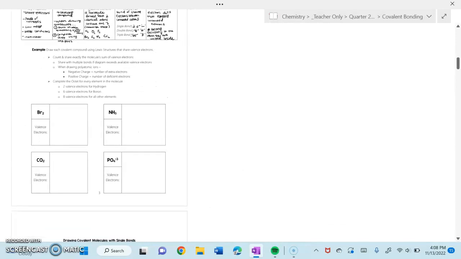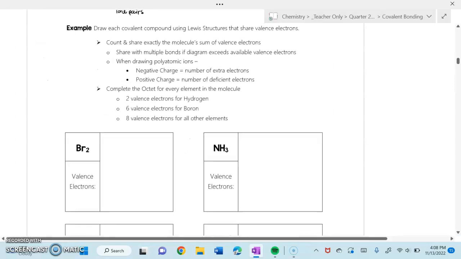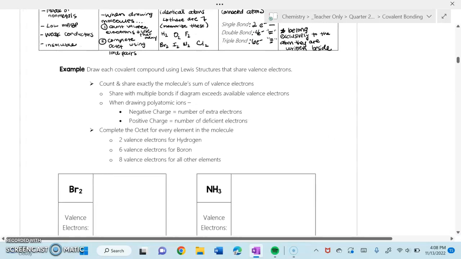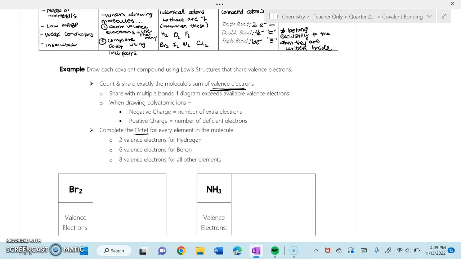So we are going to practice now drawing covalent compounds. We're going to do a couple on this video, and then we will do a part 2 to kind of complete these examples. So let's start together following our 2 rules, which are written here again. Count and share exactly the molecule's sum of valence electrons, and then complete the octet for every molecule. So those are the 2 rules. Get the valence electrons exactly from the sum of what our atoms contribute, and then complete the octet.